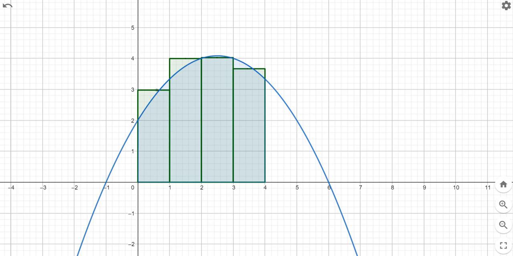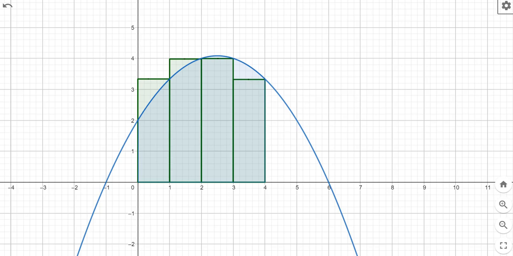The question is, how tall should I make the rectangles? Maybe it should be here, or maybe because of concavity, it's actually different. For a right Riemann sum, I'm just going to make all the rectangles line up in such a way that their top right corner lies on the function. In other words, the rectangle I use between x equals 0 and x equals 1 will have a height of f of 1. The rectangle between 1 and 2 will have a height of f of 2. Between 2 and 3, I use the y value from x equals 3. Between 3 and 4, the height of my rectangle is f of 4.